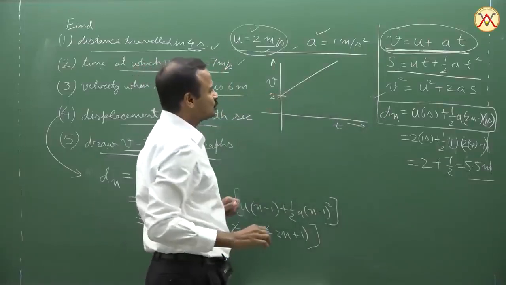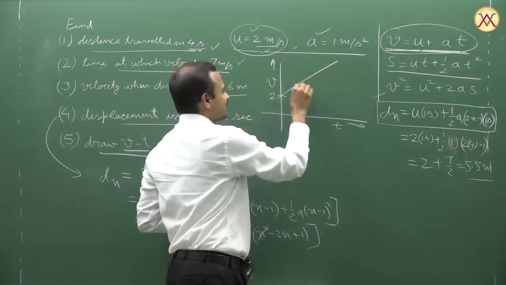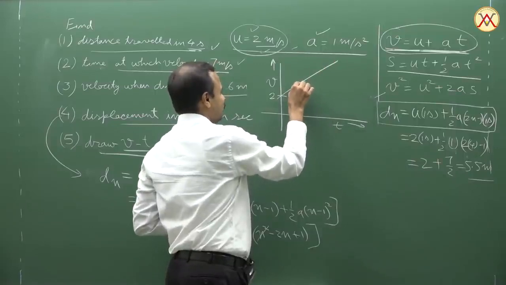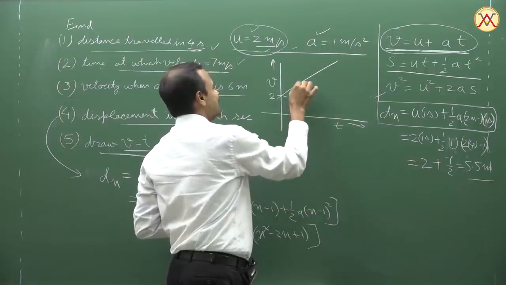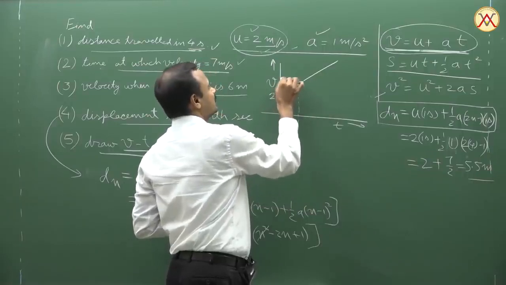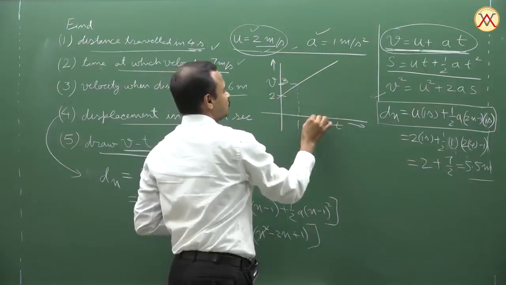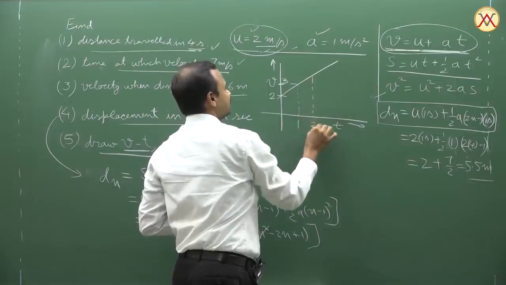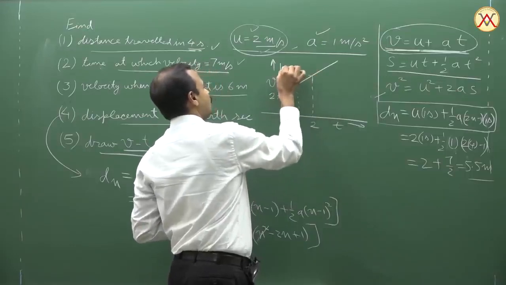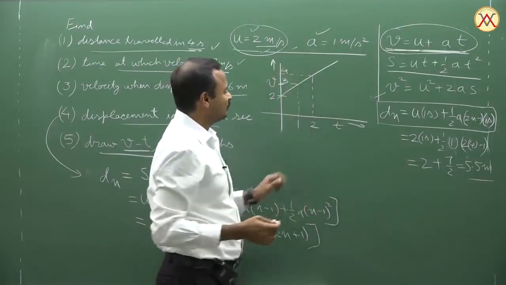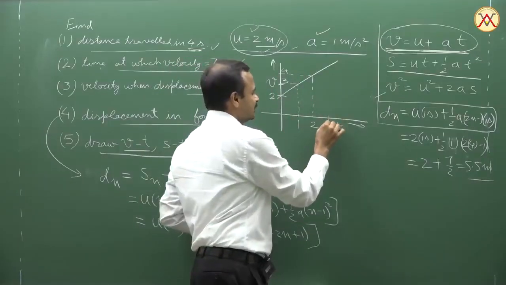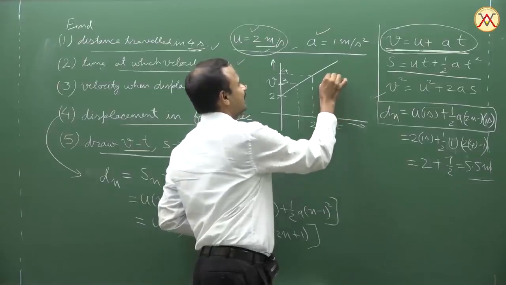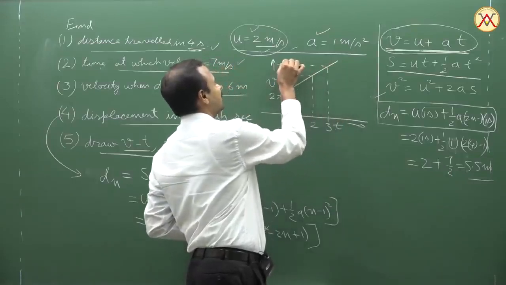Initial velocity is 2, and then every second the velocity is increasing by 1. So at t equal to 1 second, velocity will become 3. At t equal to 2 seconds, velocity will become 4, because the acceleration is 1. So for every second traveled, the velocity will increase by 1 meter per second.